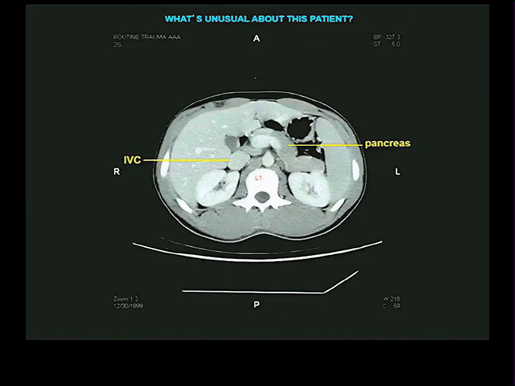Now we have something unusual. This is a different person entirely. I remind you of what we've got here. We've got liver.